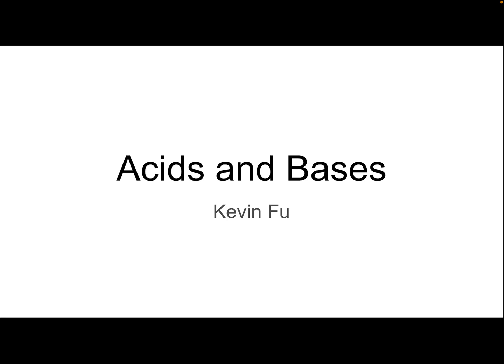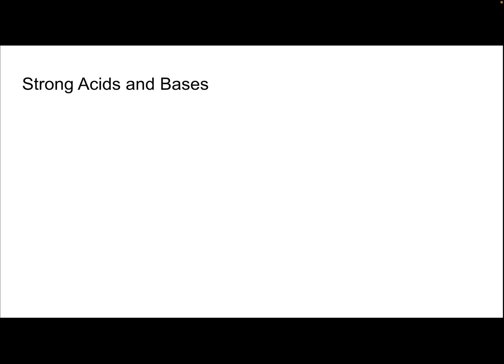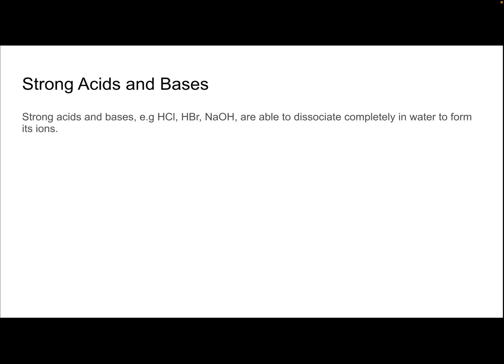So we're just going to get straight into it with some revision from level 2. We're going to look at strong acids and bases. Strong acids and bases, such as HCl, HBr, and the strong base NaOH, are able to dissociate completely in water to form their ions. So this is a full reaction: all of the HCl acid particles are going to dissociate to form hydronium and Cl- ions.